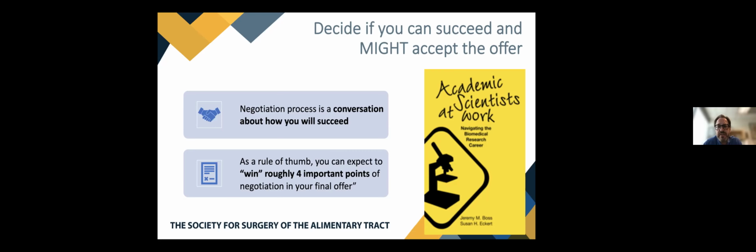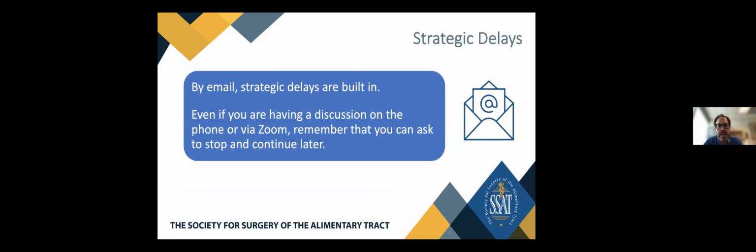This book here on the right side, Academic Scientists at Work, describes a rule of thumb that you can expect to quote unquote win roughly 5 points of a negotiation in your final offer letter. So again, you need to be judicious and smart about what you're asking for. You need to be strategic in what you negotiate. And you need to be aware that email can provide some strategy in terms of delaying things. It gives you some time to respond, some time to think, and some time to build in discussion with mentors and trusted colleagues about what you should and shouldn't be asking for.